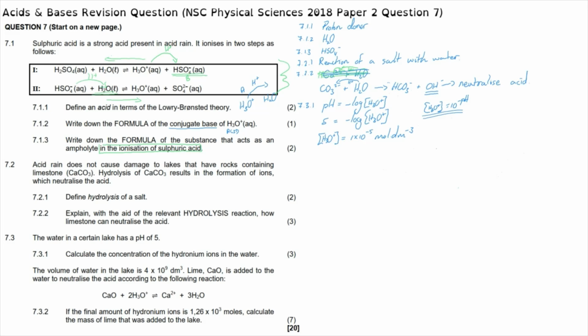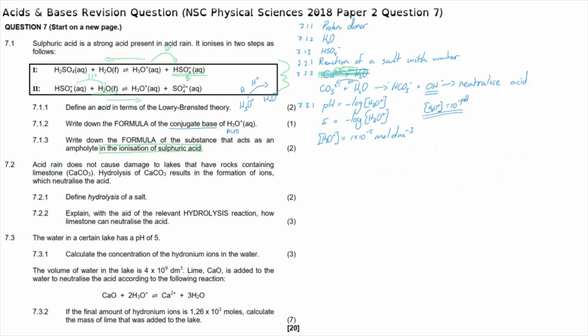The question then goes on. The volume of water in the lake is 4 times 10 to the 9 cubic decimeters. Lime or calcium oxide is added to the water to neutralize the acid according to the following reaction. 7.3.2. If the final amount of hydronium ions is 1.26 times 10 to the 3 moles, calculate the mass of the lime that was added to the lake.